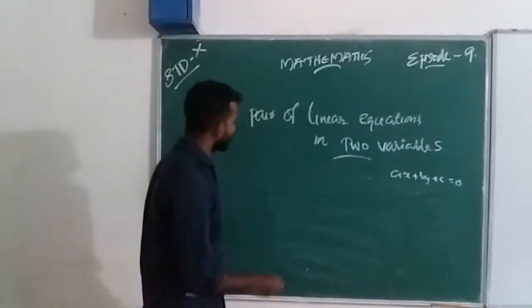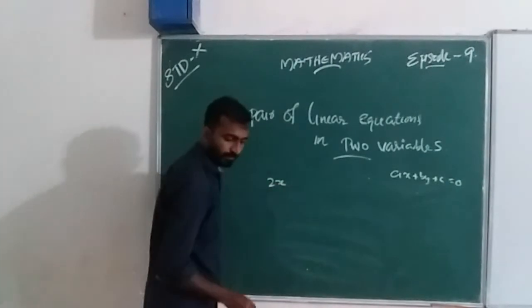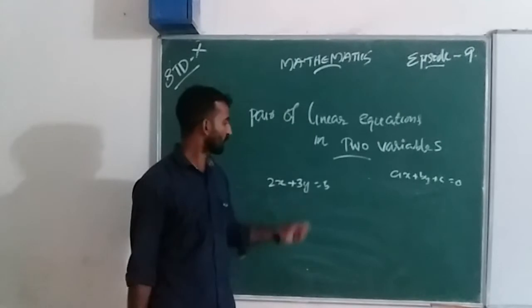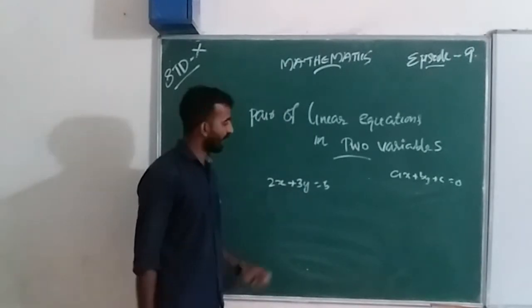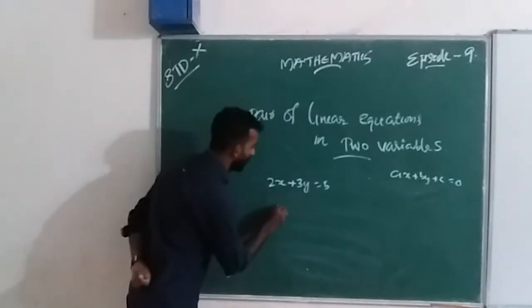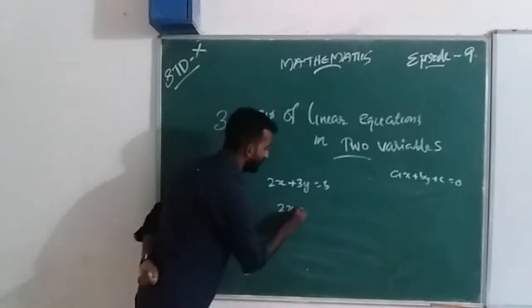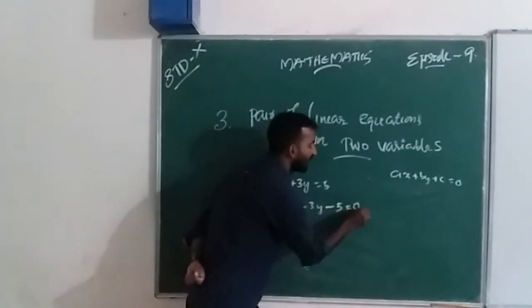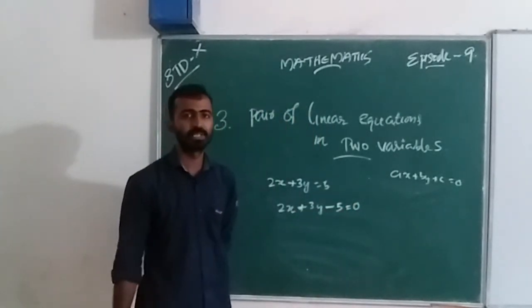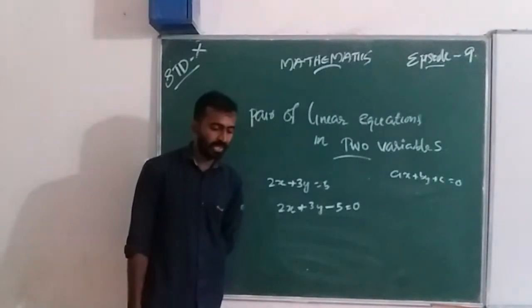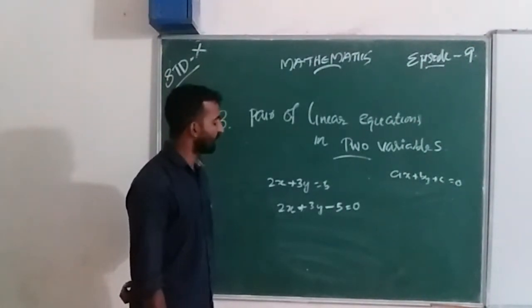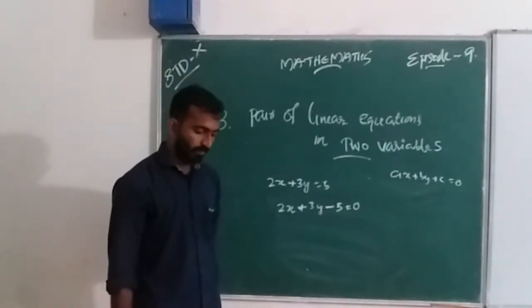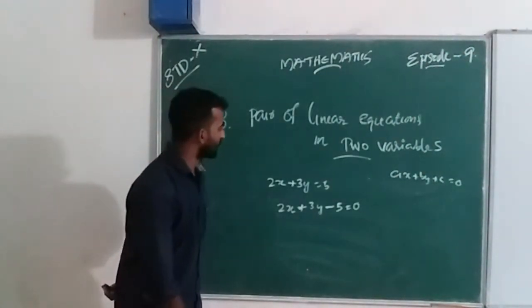For more examples, 2x plus 3y equal to 5, and we can write it as 2x plus 3y minus 5 equal to 0. Yes, we can write that.